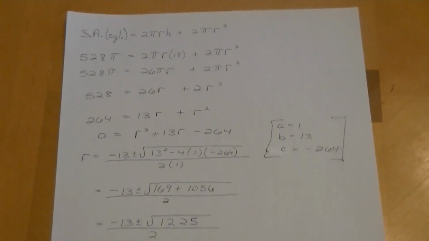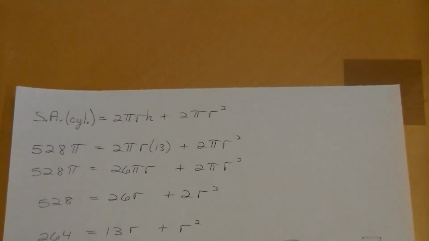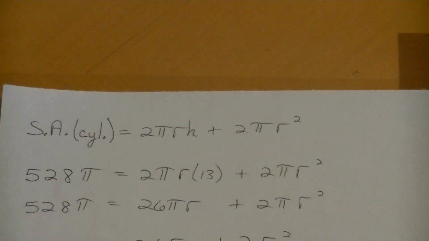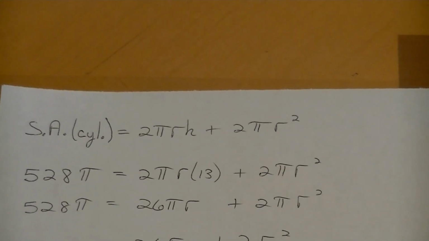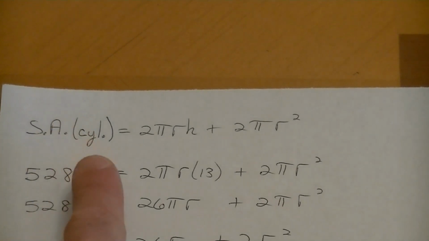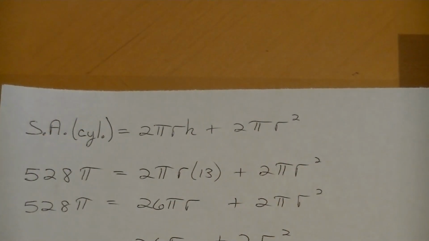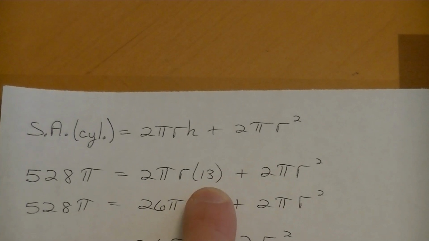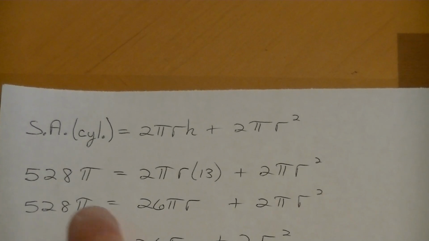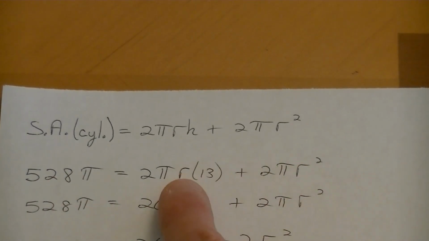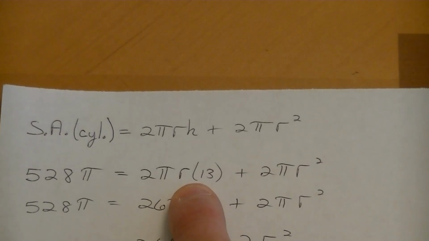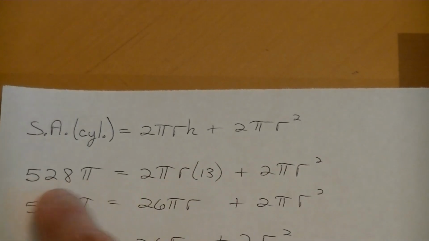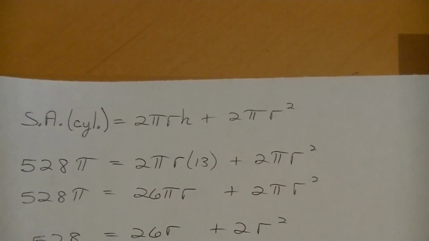All right. Let me start up here. So what I did was I wrote out the formula that we came up with for surface area of a cylinder, 2 pi r(h) plus 2 pi r squared, and I filled in everything I knew. I substituted that I know the surface area is 528 pi. I know the height is 13. All right. Well, that leaves me with only one variable. The only thing unknown in this equation is the radius. Remember, pi is a number. This only has one variable in it, so we should be able to solve this.